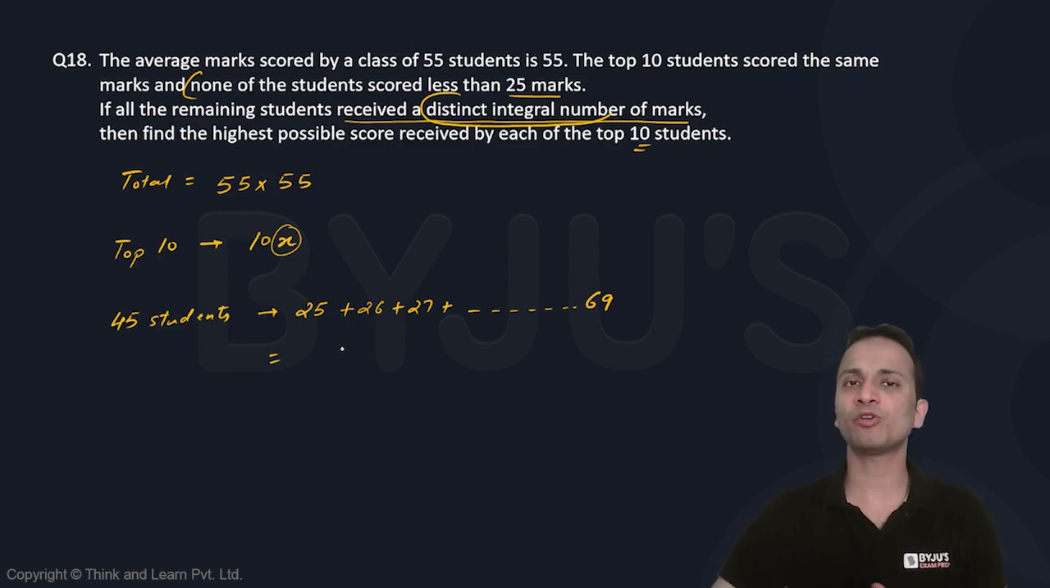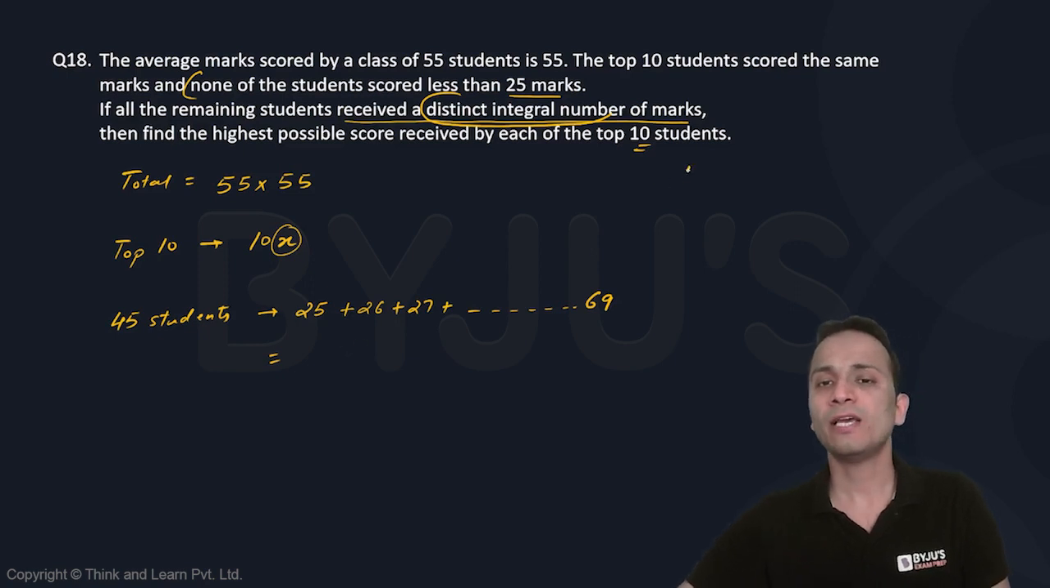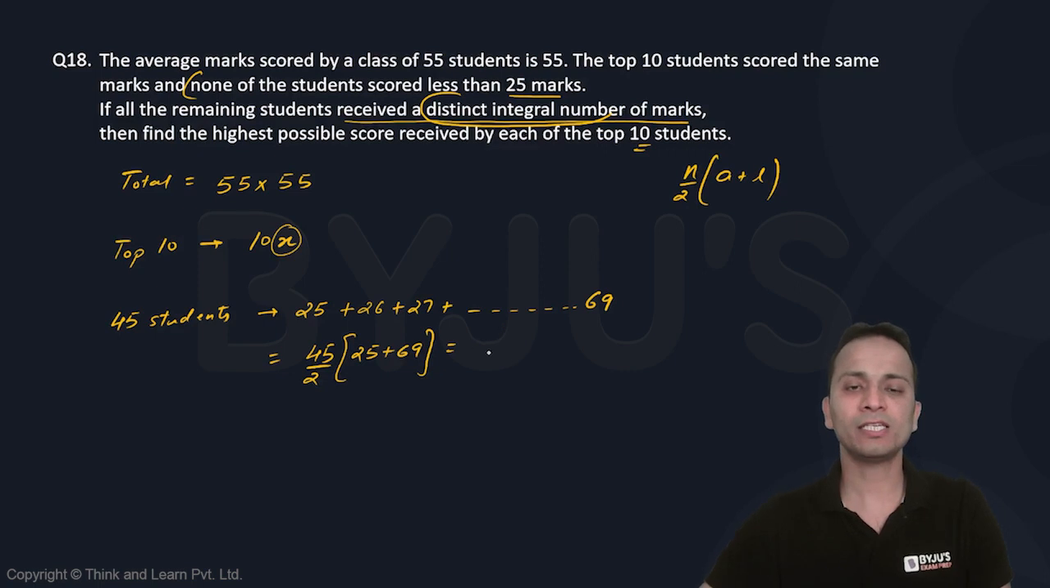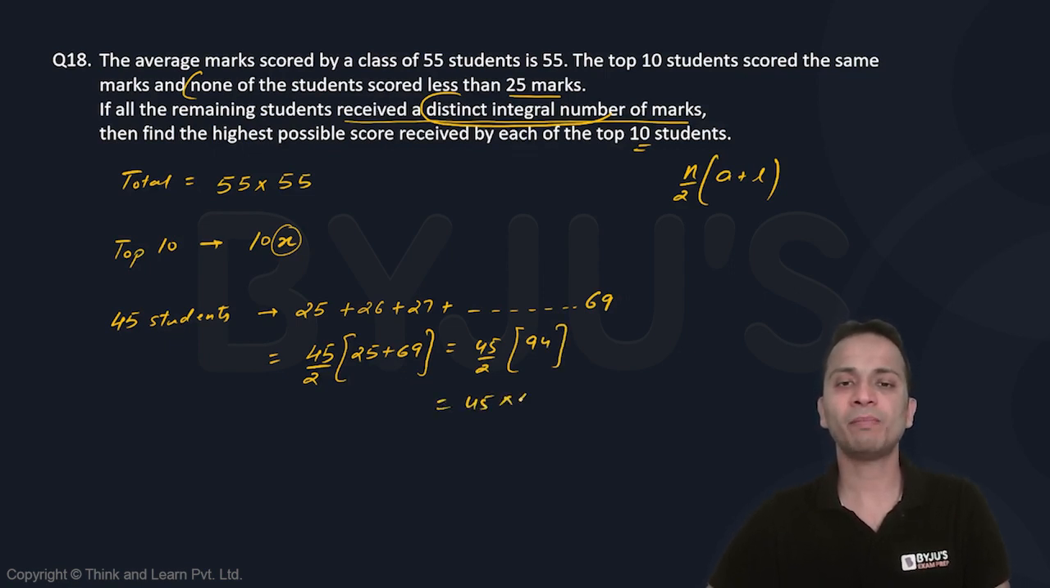I'll use the concept of arithmetic progression, where the sum of an AP can be written as n upon 2 bracket a plus l. a is the first term, l is the last term, n is the number of terms. So 45 divided by 2 bracket 25 plus 69. That is 45 divided by 2 multiplied by 94. So that is 45 multiplied by 47. So this is the score of the 45 students.